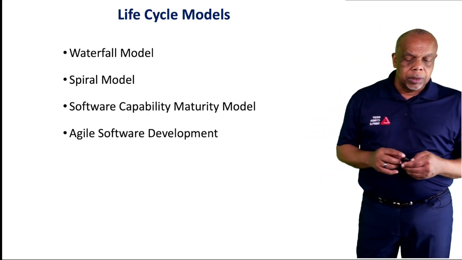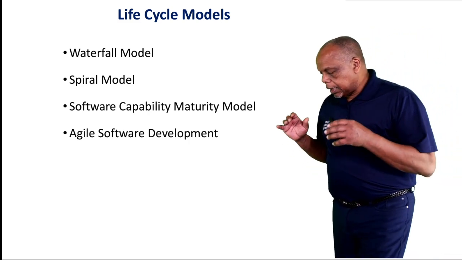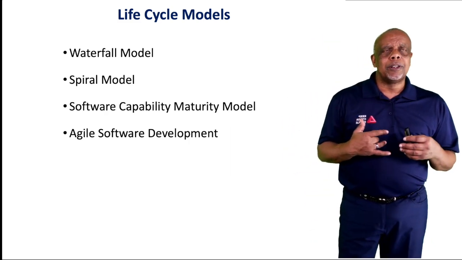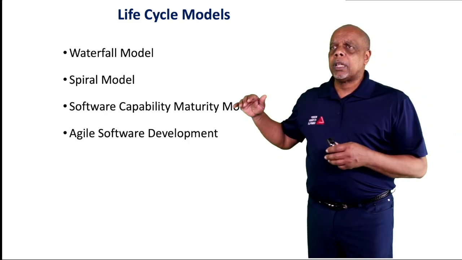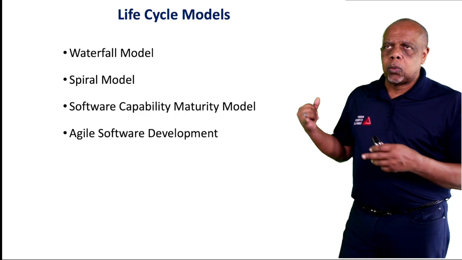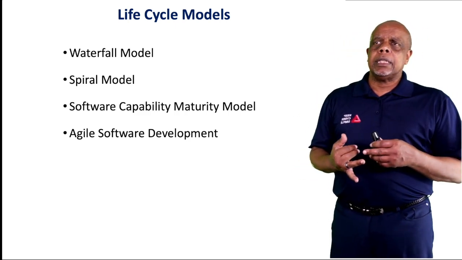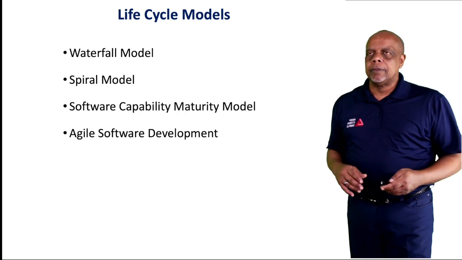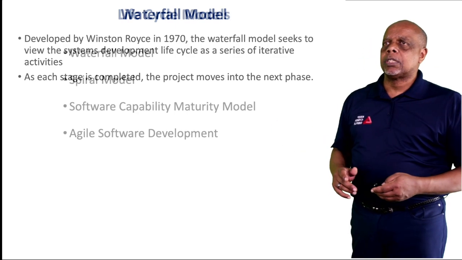Now, how do we do this within this environment? Let's look at some of the life cycle models for software development and system development. We're going to really focus on four models: the waterfall, the spiral, the capability maturity model, and the agile environment. It's more like an ecosystem now, I guess.